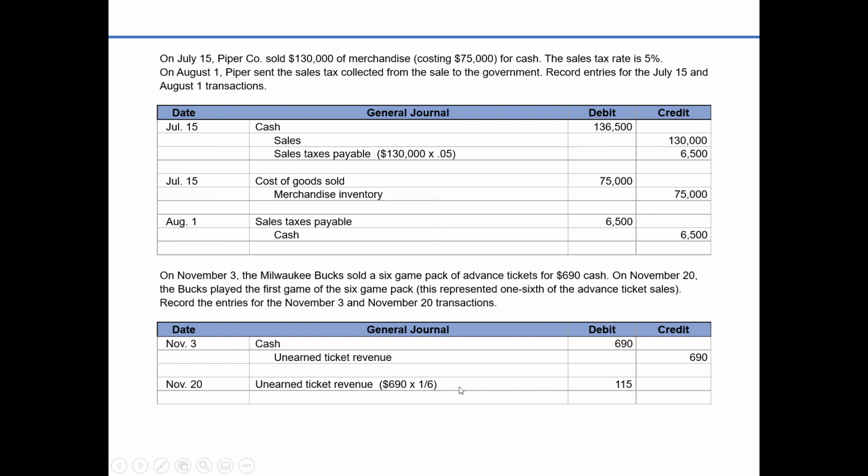We can't leave a debit hanging without a credit, so we are going to also credit, finally, a revenue account called ticket revenue for $115 to represent the fact that they have fulfilled now 1/6, they played one of the games. This is also an example of a known liability. They know who their ticket holders are, they know the number of games, they know the value of the game, so again, there's no uncertainty.